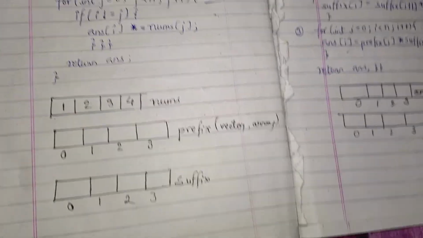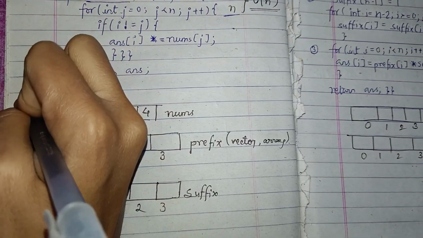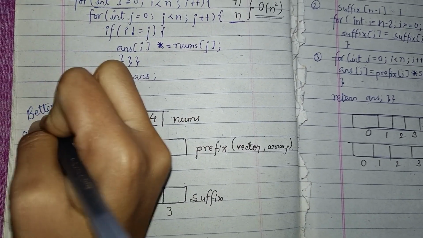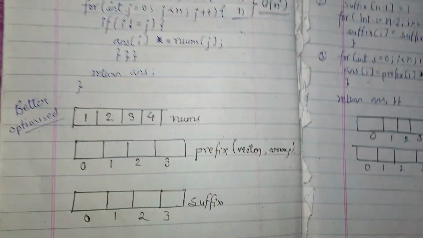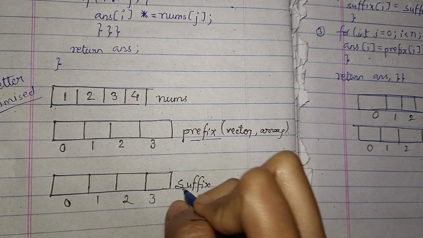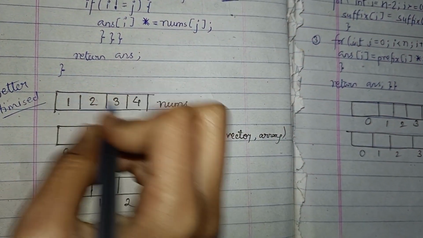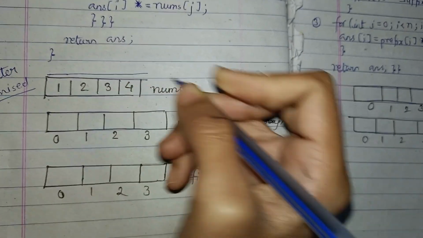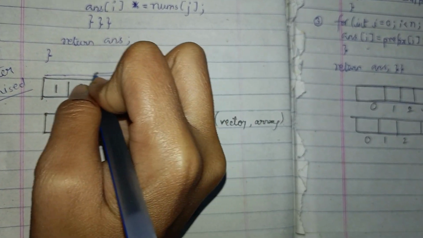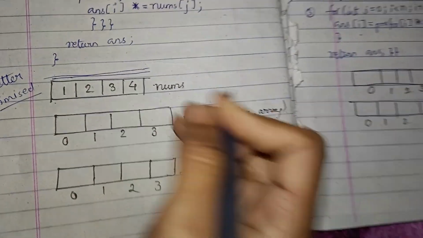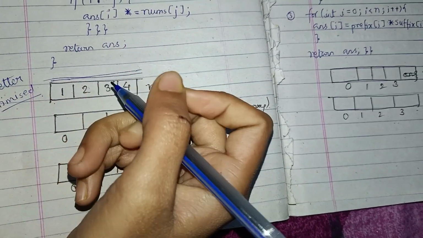For this, here is our approach for better, we can say optimized. Let's see. Here we are taking a vector prefix and a vector suffix. So what we can do here is, for prefix we are taking from the left, and for suffix we are taking from right to left. Okay, so when we want to store prefix, we can just see the side and multiply it.